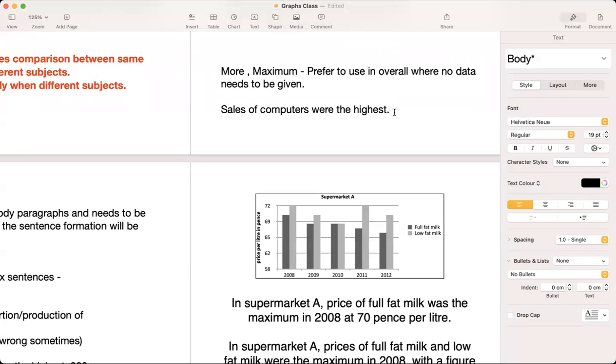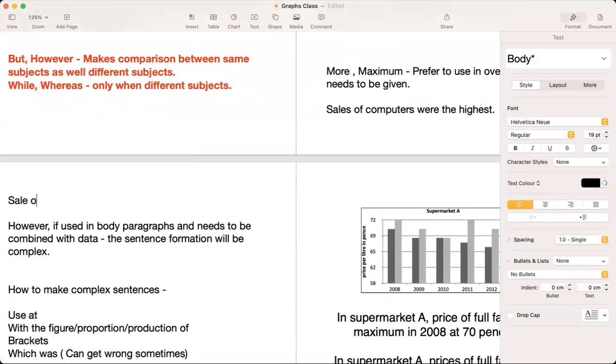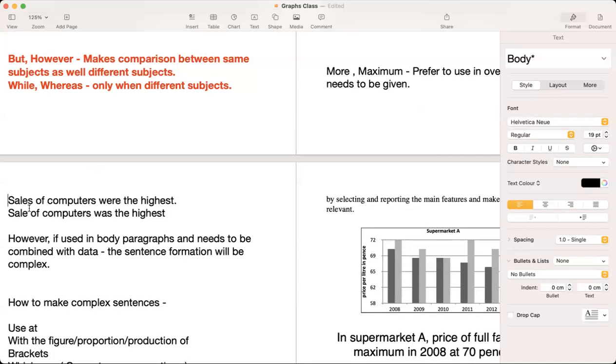Yes, sir. और अगर यहाँ पे sale होता तो फिर was आता. Is this also clear? See यहाँ पे जो subject है वो है sales, so we are using were. यहाँ पे subject है sale, इसलिए was.